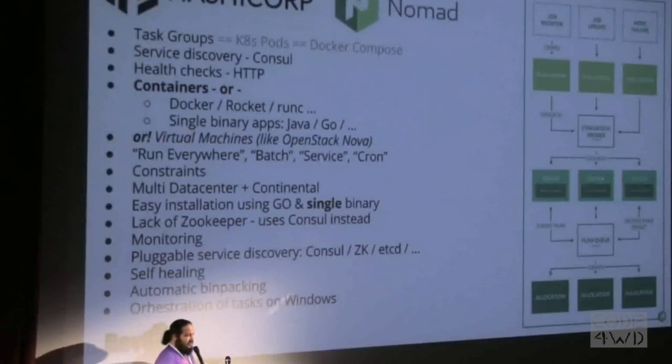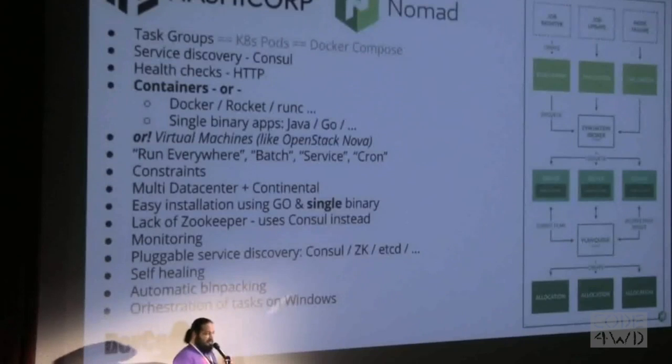The constraints we already talked about: you can decide to run things together, to run things apart, to constrain the memory or the CPU or whatever. And it can support, because it rides on top of Consul, so basically if you have multiple data centers or multiple regions in Amazon, you can have one Nomad to rule it all.